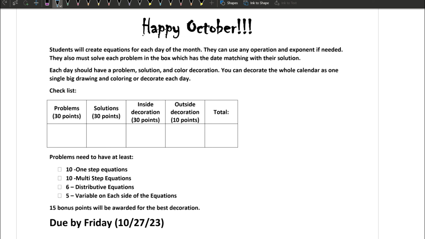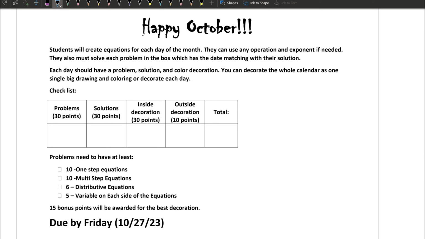Alright, now the requirements for the project. You need to have 10 one-step equations, 10 multi-step equations, which means two-step equations or more, 6 distributive property equations, and 5 with variables on each side of the equation. Okay, so don't stress out. I will show you step by step how to get those done.